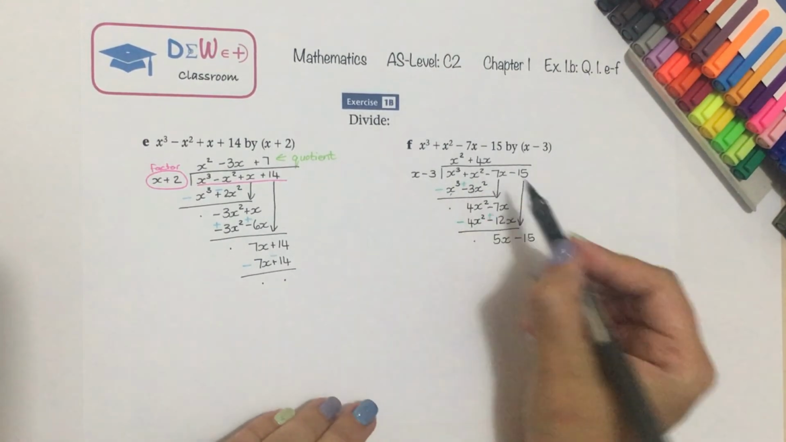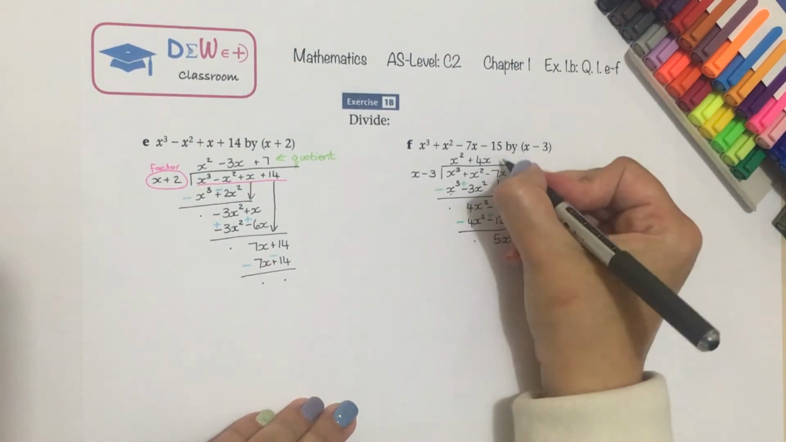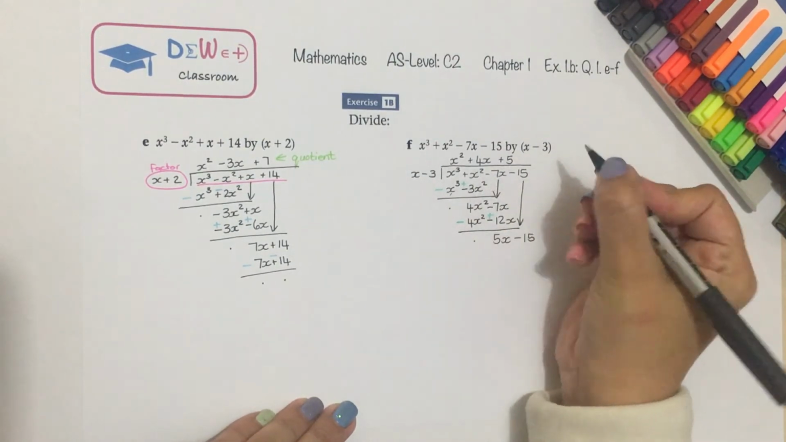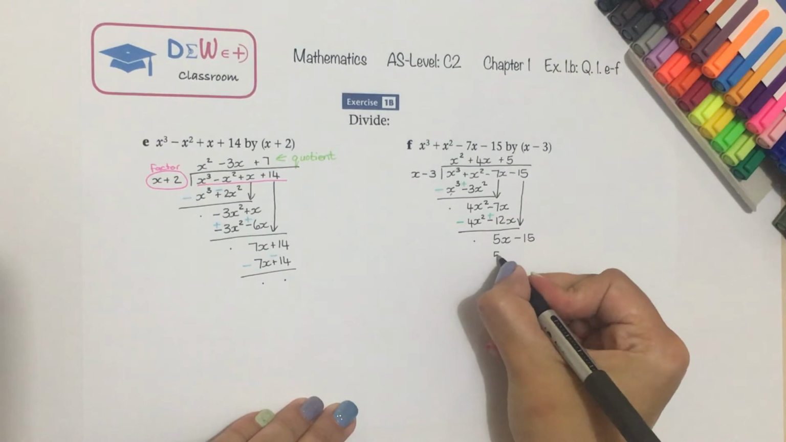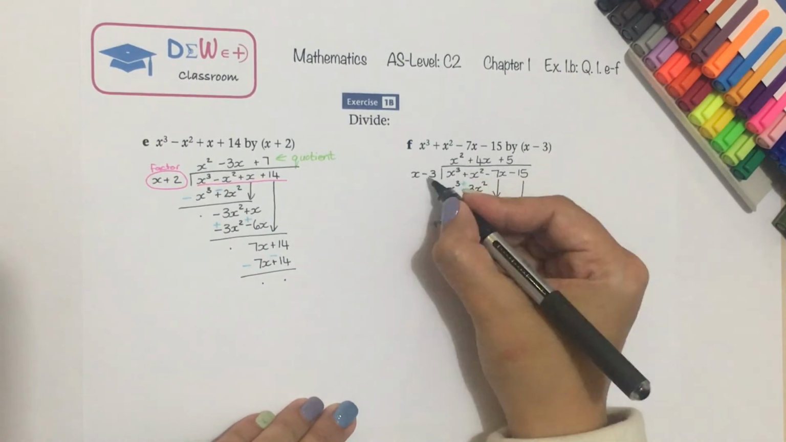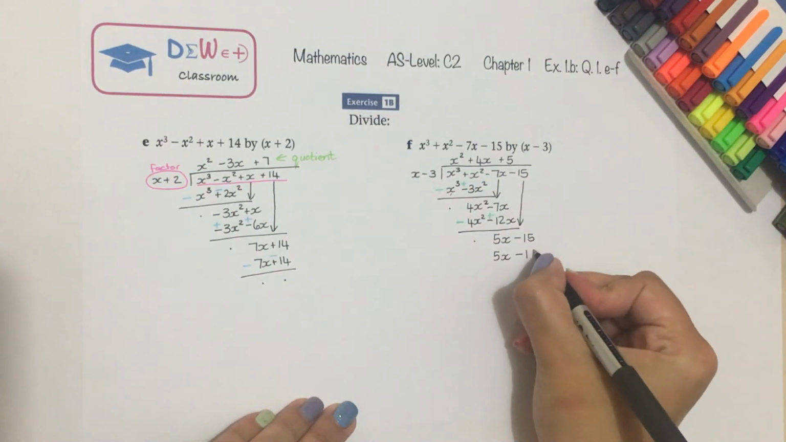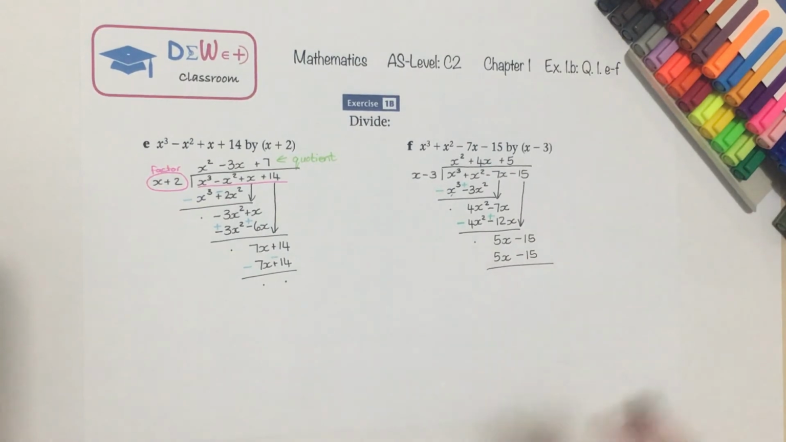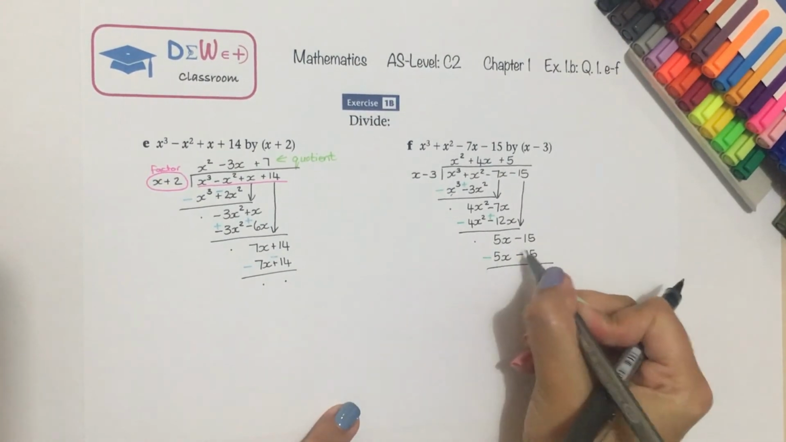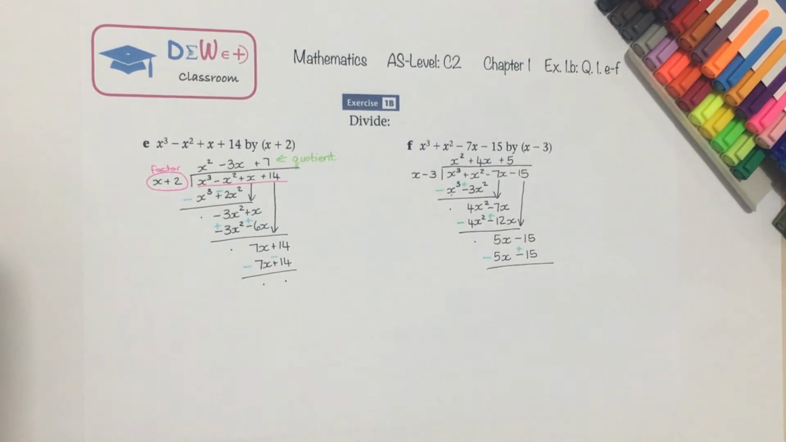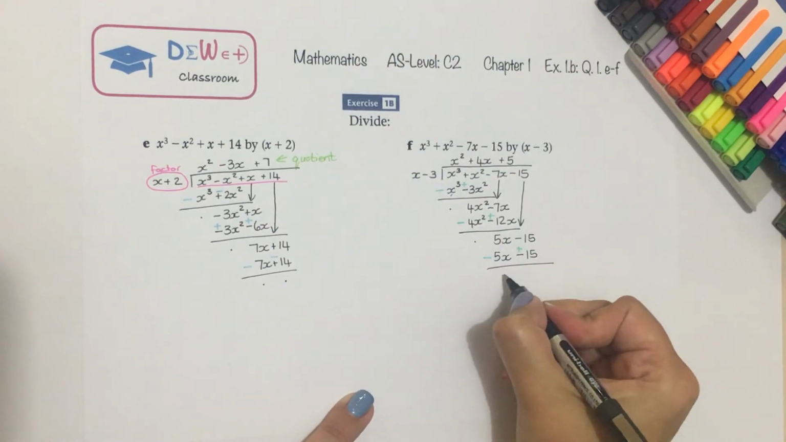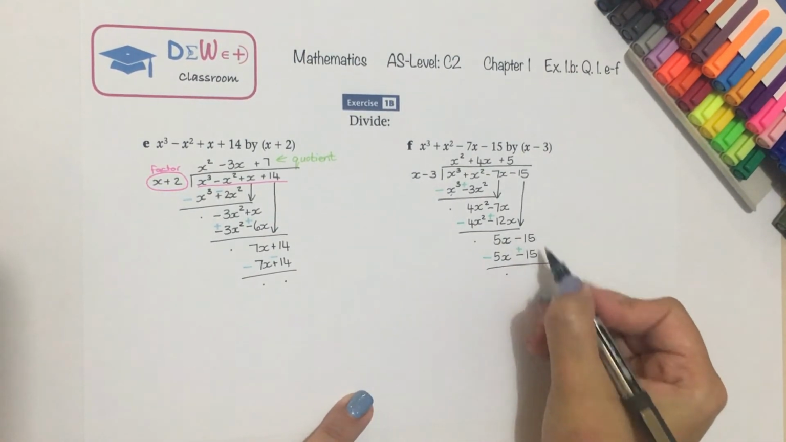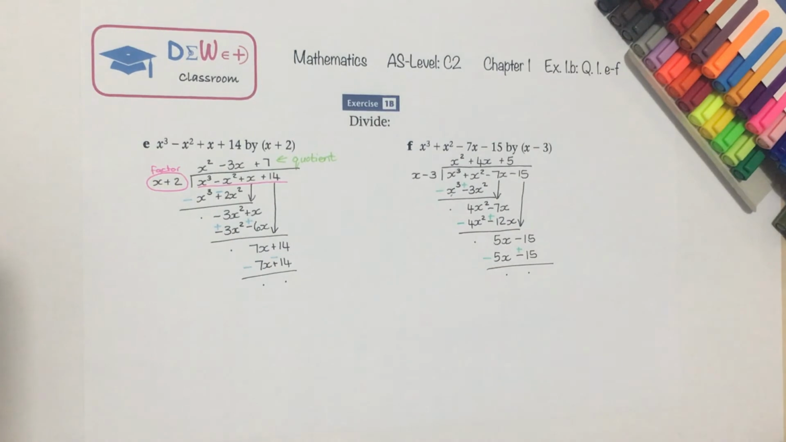5x divided by x is 5. 5 times x is 5x. 5 times minus 3 is minus 15. Right, to subtract, we need to change the signs. 5x minus 5x is 0. Minus 15 plus 15 is 0.